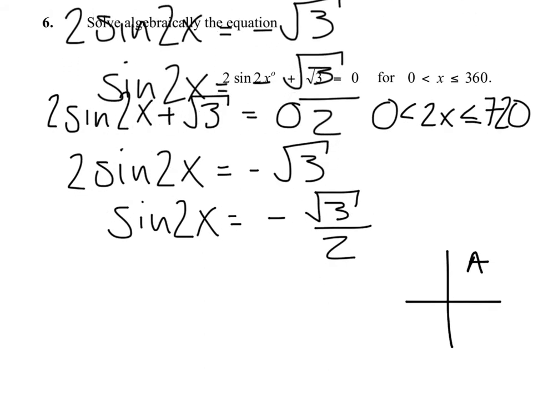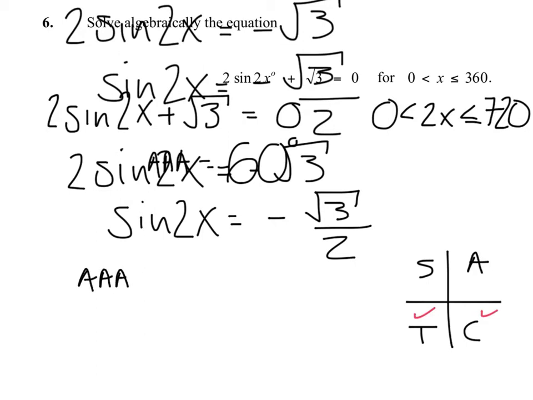So our CAST diagram, all sine tan cos. The fact that it is negative here tells us that our answers are going to come from the opposite quadrants from sine, which are the tan and the cos quadrants. So the value root 3 over 2 should tell us that our associated acute angle is 60 degrees.